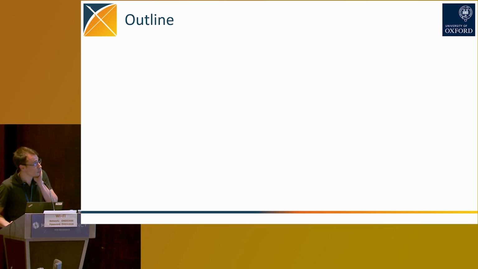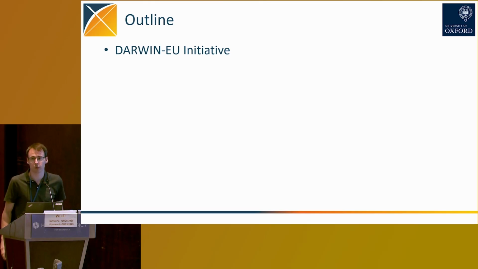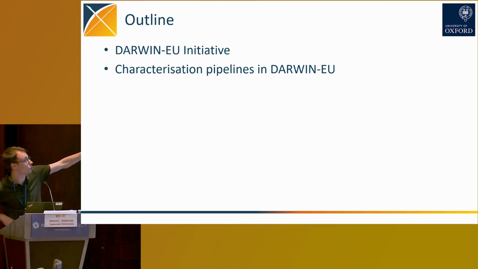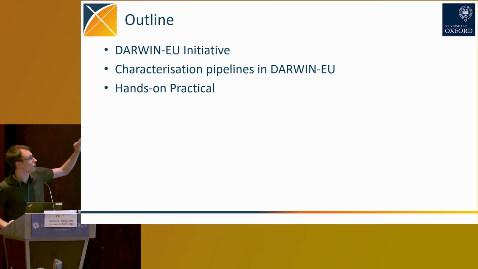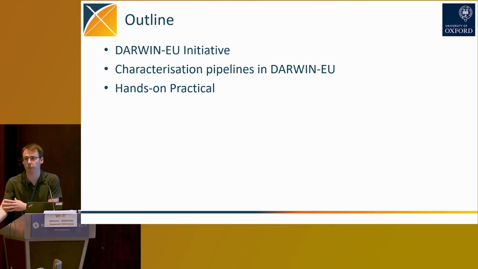And yeah, what I'm going to explain today. First, I don't know if everyone is familiar with what the DARWIN-EU project is. So I'm going to give a brief introduction of what the DARWIN-EU initiative is and how it's managed and how it works. Then I'm going to focus more on the characterization pipelines in DARWIN-EU. And finally, with the time that I have, I'll do a hands-on practical, showing how we would run some code, so you can get an idea of what I explained and how it's translated into code and into the practical.